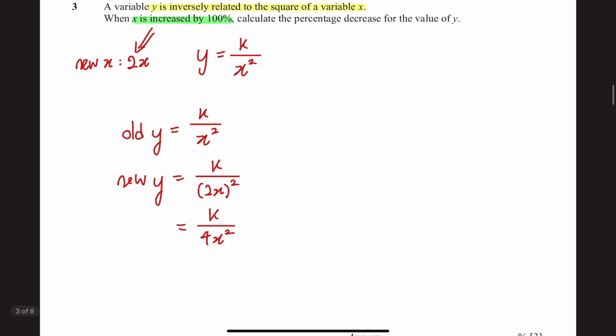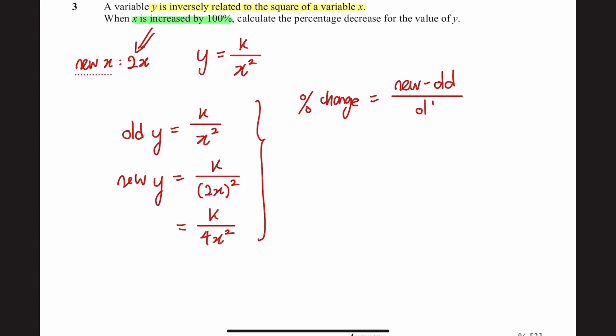So now, how do I find the percentage decrease? We can start by finding the percentage change first. We know the formula, percentage change is always equal to new minus original, over the original, times 100%. So over here, the new is k over 4x squared, minus away the original, which is just k over x squared. Then over here, the original is k over x squared, times 100%.